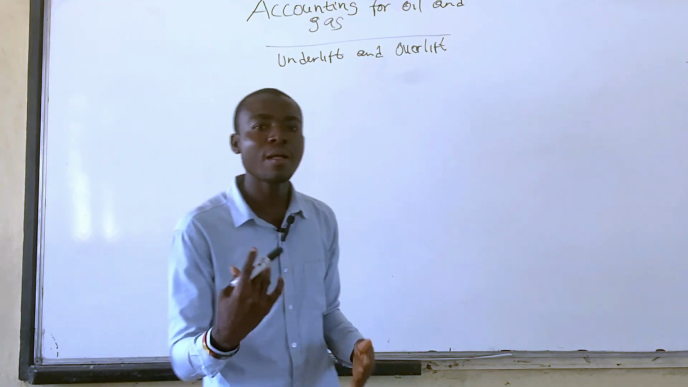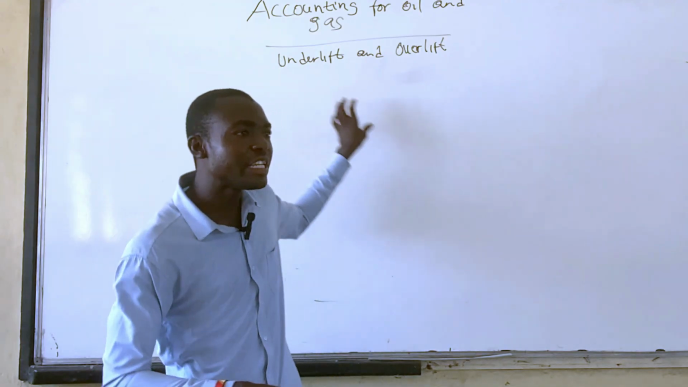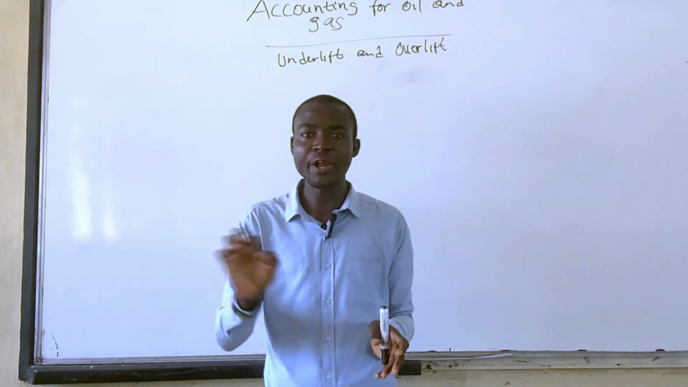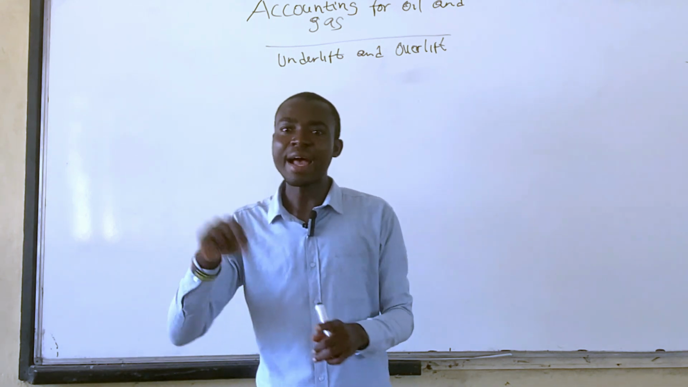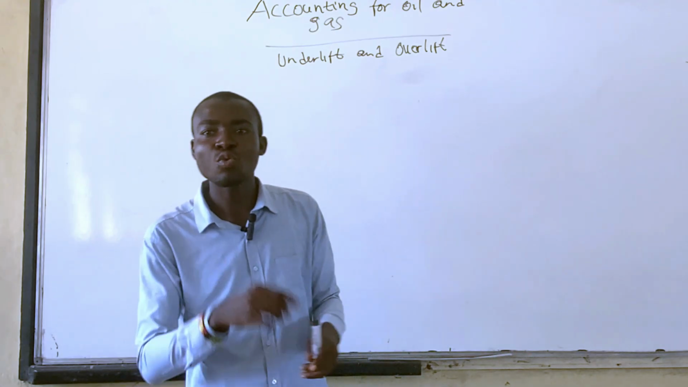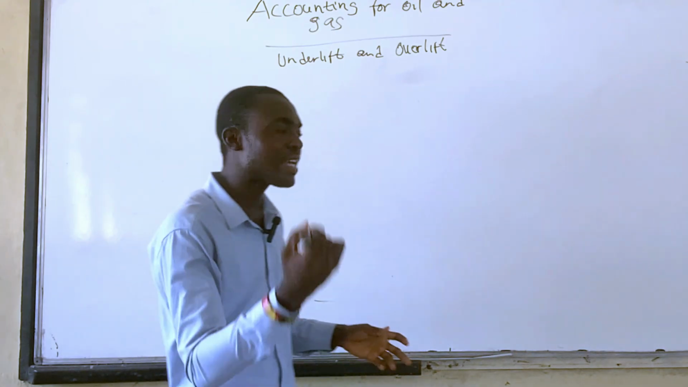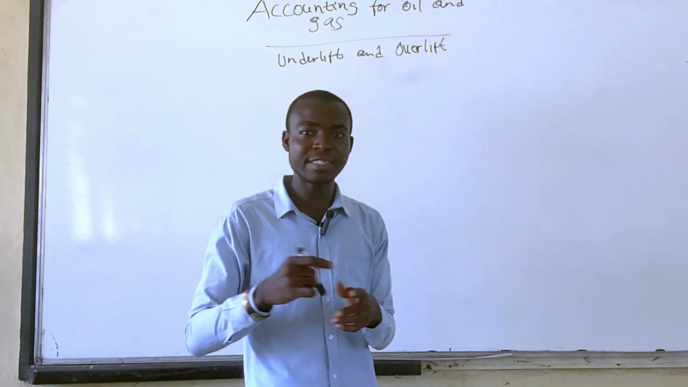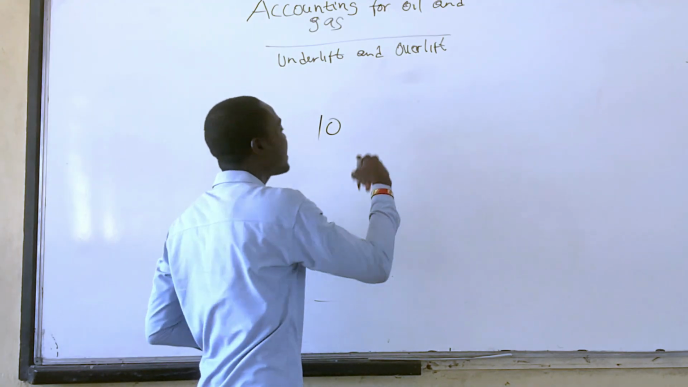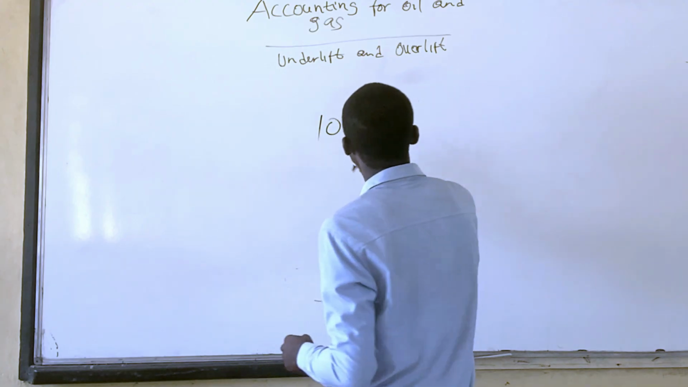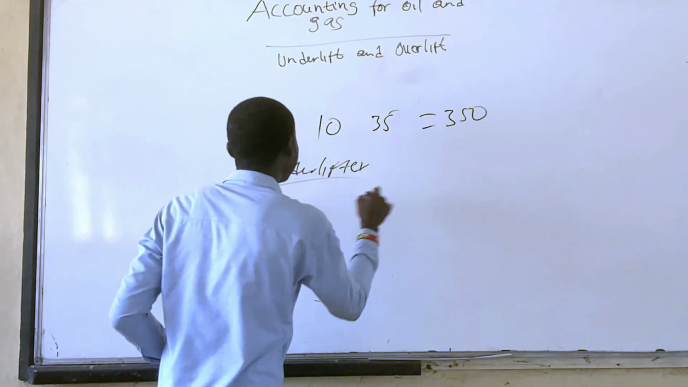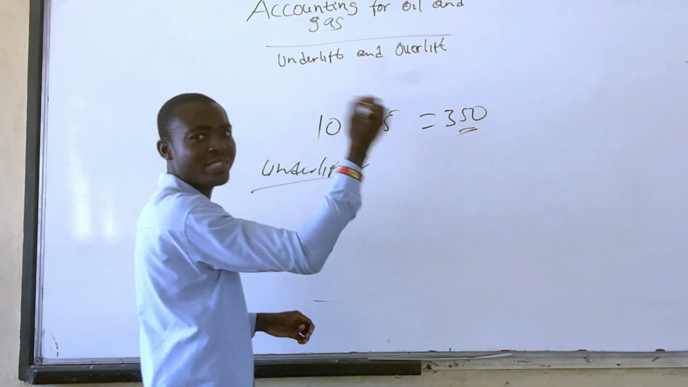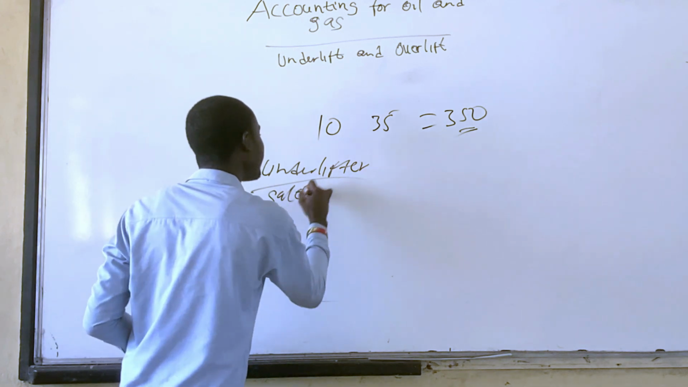So it means it has taken more than what it's supposed to take from the organization. When it comes to the profit and loss account, the underlifter will consider the value of the extra barrels as sales, and the overlifter will consider it as purchases. So let's assume the extra barrels of oil that the overlifter took, that's 10 barrels, and the market price is 35 cedis. 10 times 35 will give us 350. In the books of the underlifter, this 350 cedis will be considered as sales or revenue.